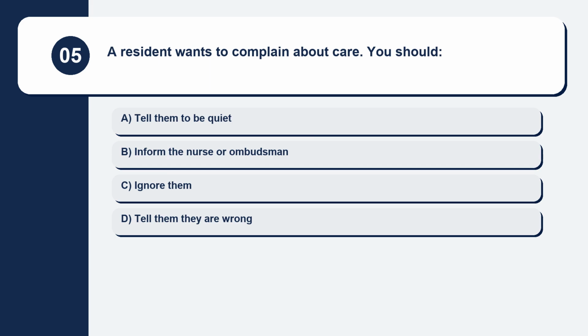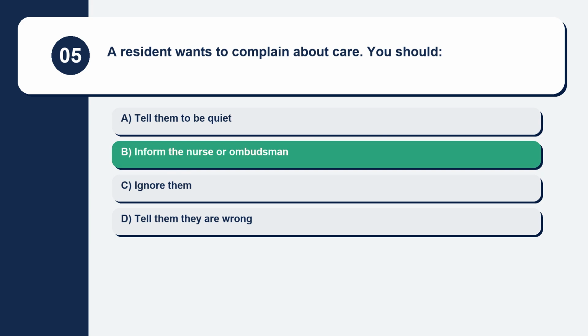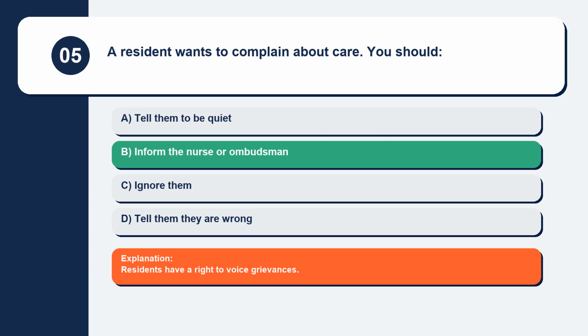Question 5. A resident wants to complain about care. You should tell them to be quiet. Inform the nurse or ombudsman. Ignore them. Tell them they are wrong. Residents have a right to voice grievances.